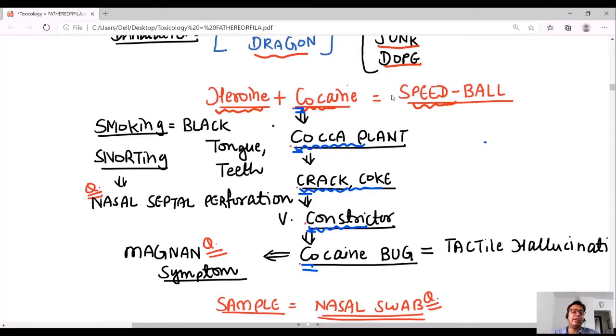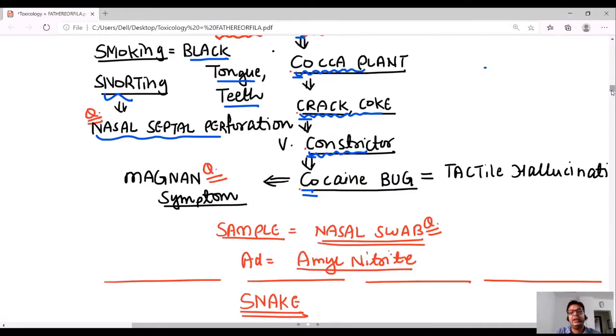Now, sir, if you smoke cocaine, your tongue and teeth become black. Doctor, when you inhale by snorting, there is a nasal septal perforation. This is a very important MCQ, my dear friend. Nasal septal perforation is very common in cocaine. And Doctor, cocaine tactile hallucination is known as Magnan symptom.